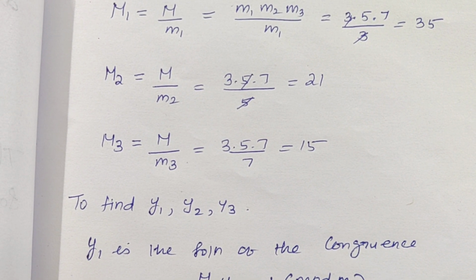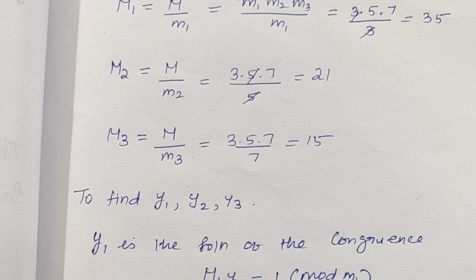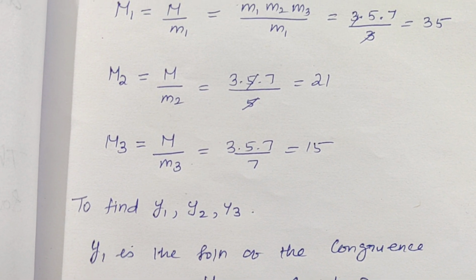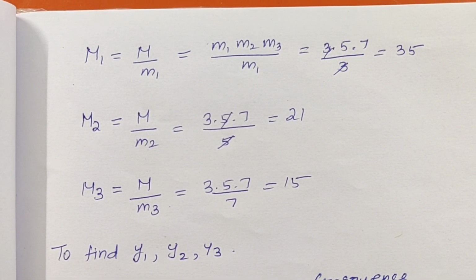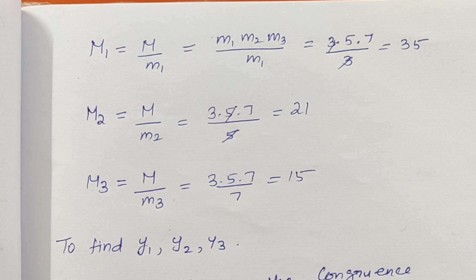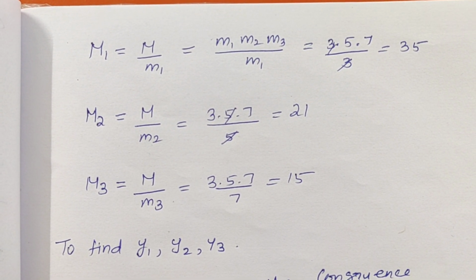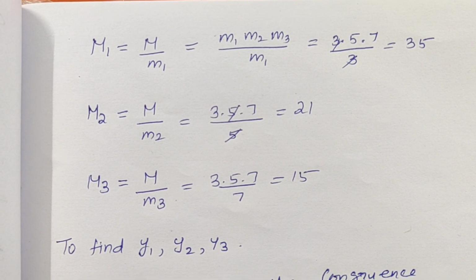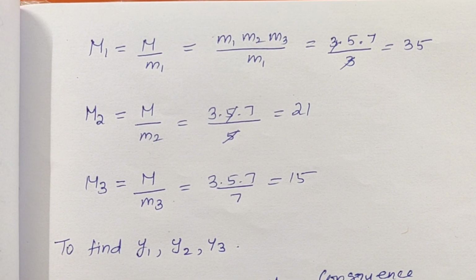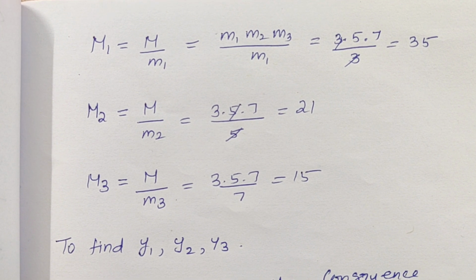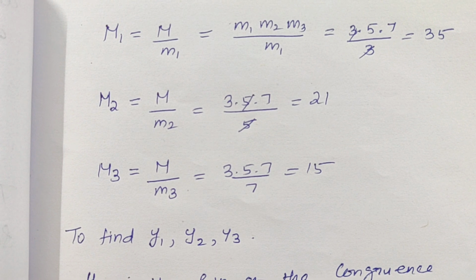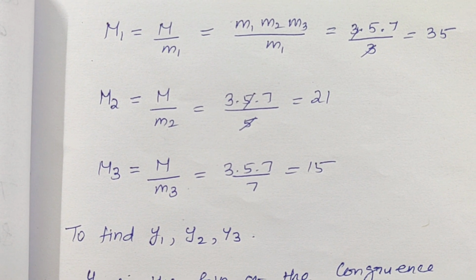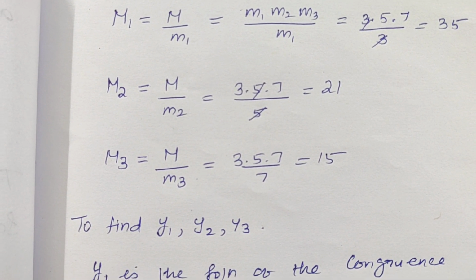That is 3 into 5 into 7. In division we have 3. After simplification, the capital M1 value is equal to 35. Similarly, we find out the value of capital M2, which is equal to 21. And capital M3 value is, by using the formula capital M by m3, we will get the answer 15. Next we move on to the second step to find the value of y1, y2, y3.